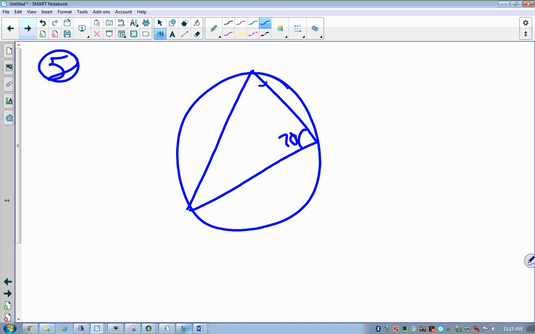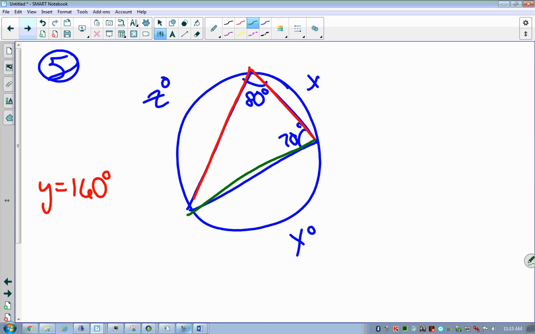70, 80, X, Z, Y. Okay, well, Y and Z are really easy to find, because Y is double the inscribed angle that subtends it. Okay, so Y is 160. Do we get that? Z also, right? Z is double the inscribed angle that subtends it.